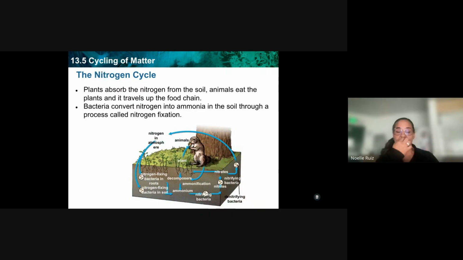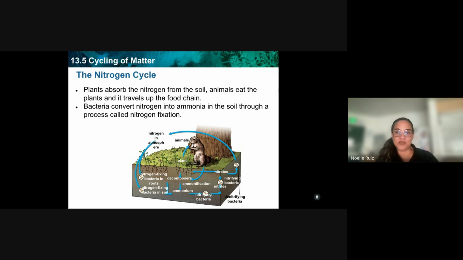The nitrogen cycle. Plants absorb nitrogen from the soil. Animals eat the plants, travels up the food chain. A very important part of this cycle that doesn't happen in the others is bacteria convert nitrogen into a chemical called ammonia in the soil through a process called nitrogen fixation.